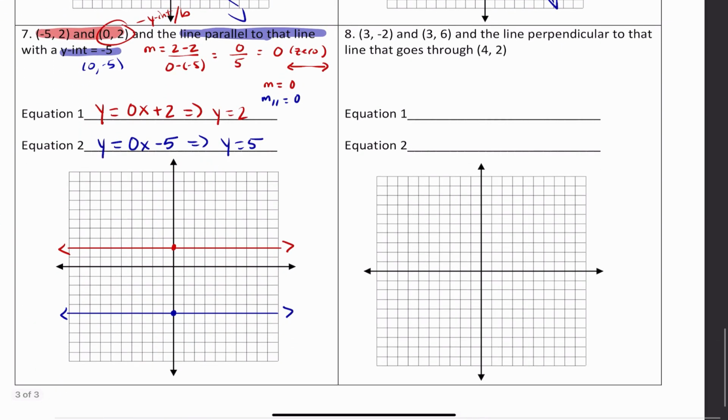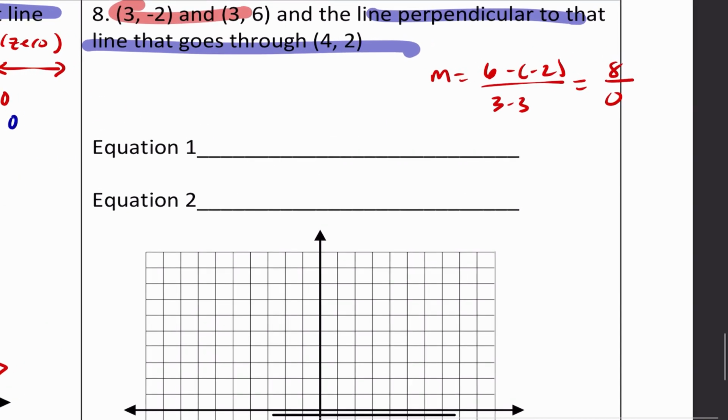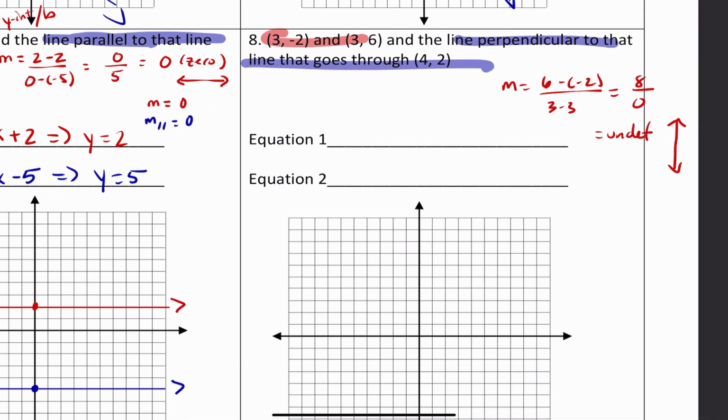All right. Now, let's take a look at this one. So we have this. This is my first line that contains these 2 points. And then the line perpendicular to the original line goes through this point here. So then I do m equals 6 minus negative 2 over 3 minus 3, and that's just going to be 8 over 0. And when you have a 0 in the denominator, you need to write undefined. You don't write 8 over 0. You need to state undefined. So that means undefined, which should look like a vertical straight line.